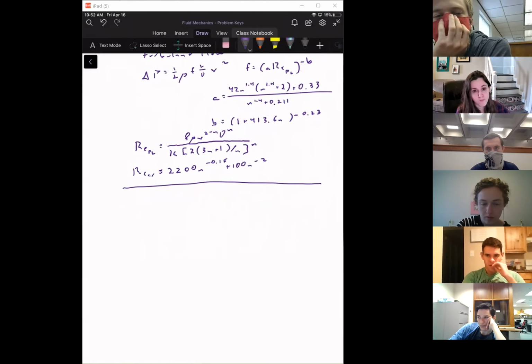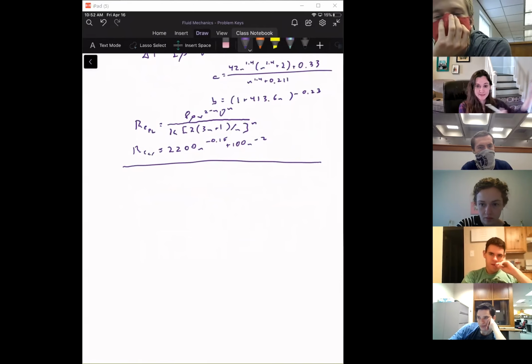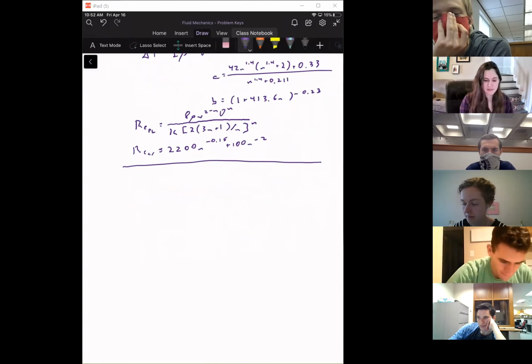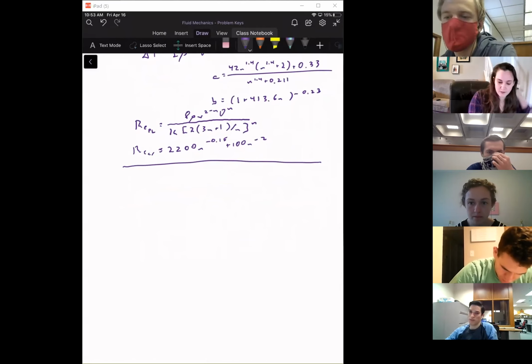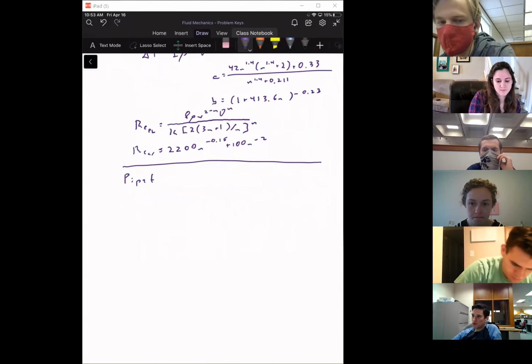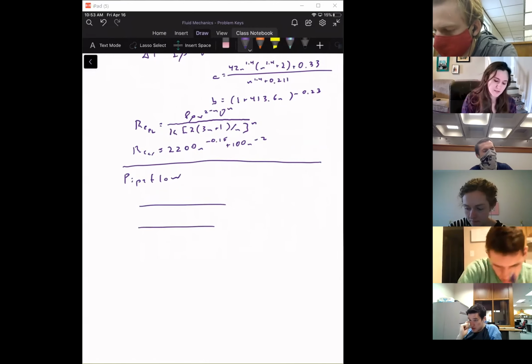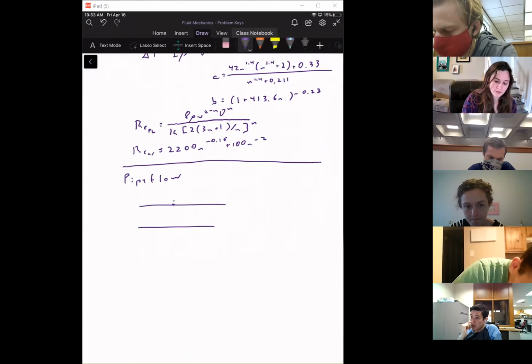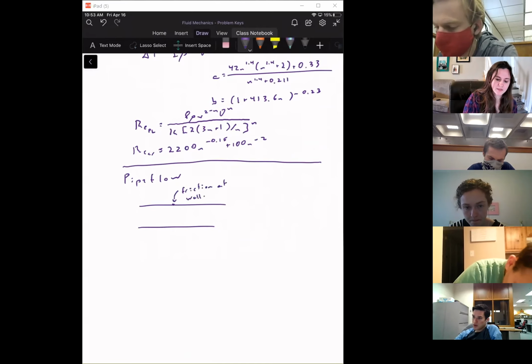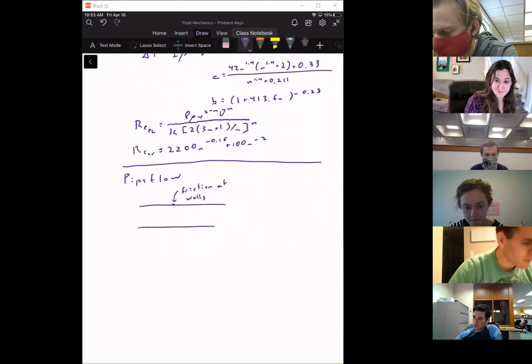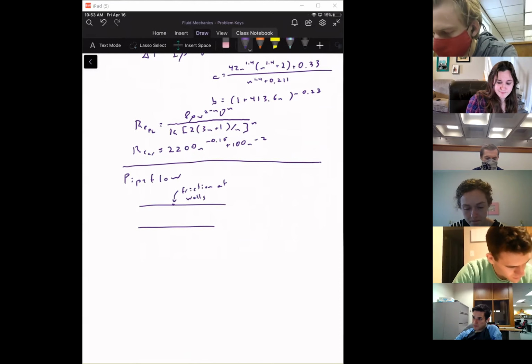Can we talk a little bit about cavitation? Cavitation, let's talk about cavitation. So to go back a little bit, let's talk about pipe flow. Okay. So when there's flow in a pipe, friction at the walls. So friction at the walls, what is friction at the walls caused by? Viscous forces? Caused by viscous forces.